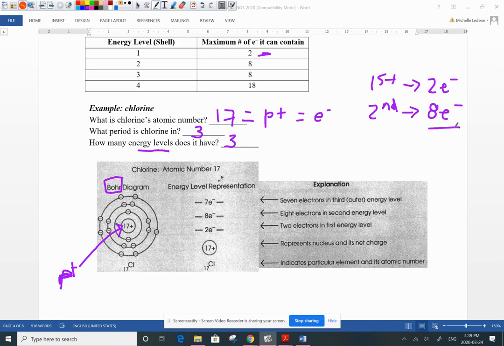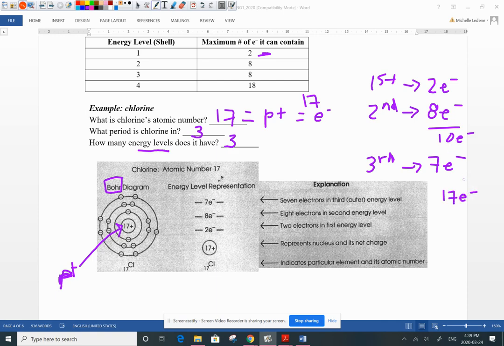Okay, but guys, now that's 10 electrons. We have to have a total of 17 electrons. That's not enough. So guess what? We need a third energy level. And in that third energy level, that's where the last 7 electrons are going. So 10 and 7, that's a total of 17 electrons.